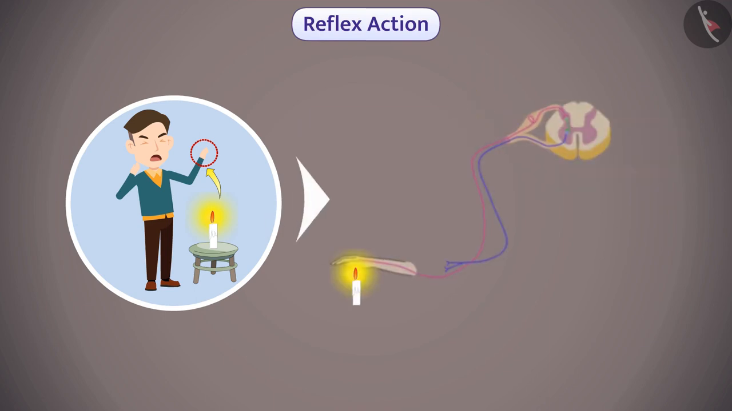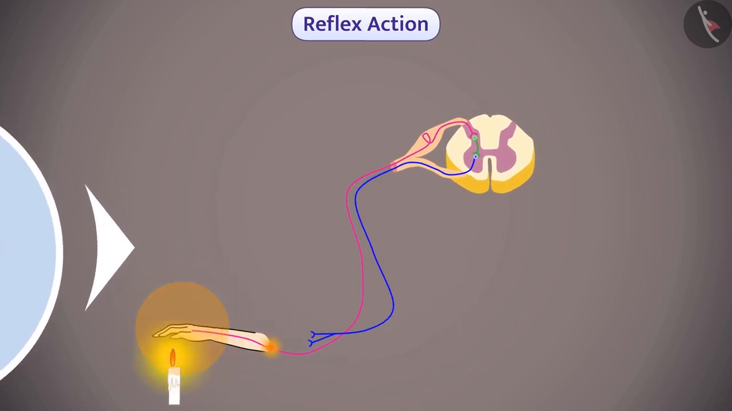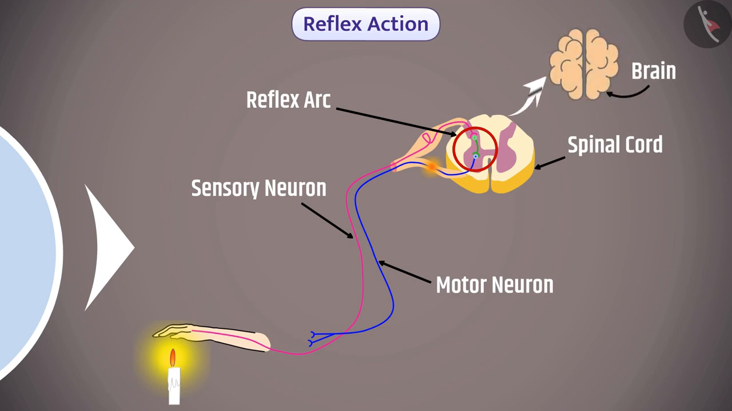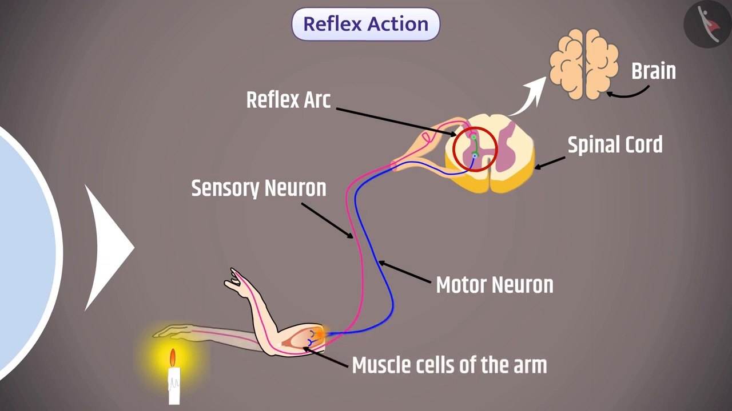During this reflex action, information from the receptor present in our skin reaches the sensory neuron. Information in a sensory neuron is converted into an electrical impulse. This information is transmitted from the relay neuron to the motor neuron. The connection between a sensory neuron and a motor neuron is called a reflex arc. These reflex arcs are formed in the spinal cord. All the nerves in the brain form a bundle in the spinal cord. The motor neuron transmits the signal to the effector, here the muscle cells of the arm.